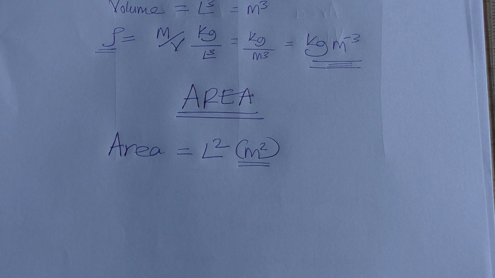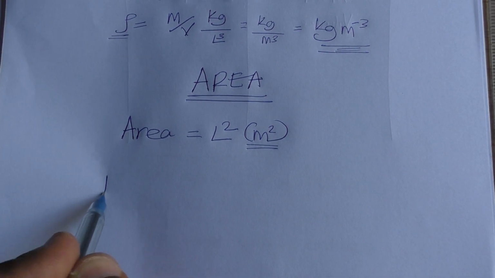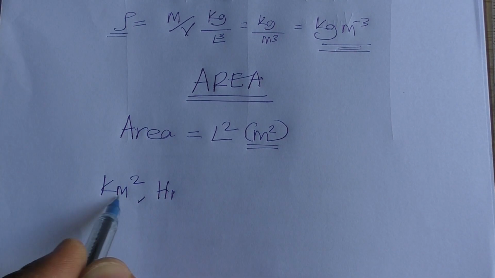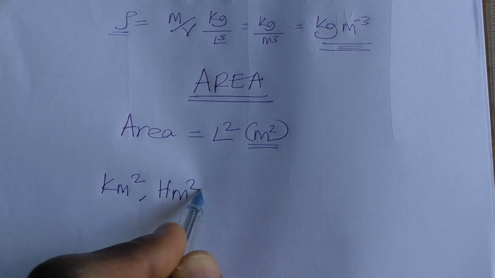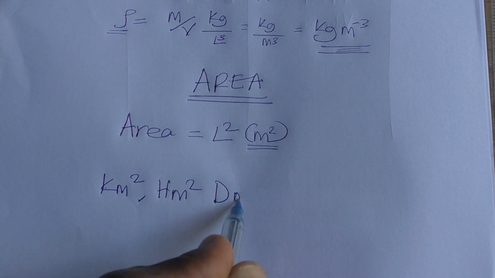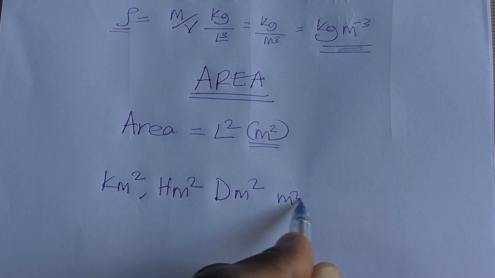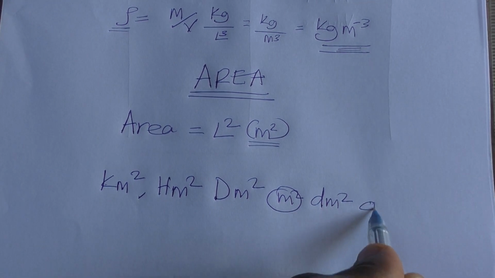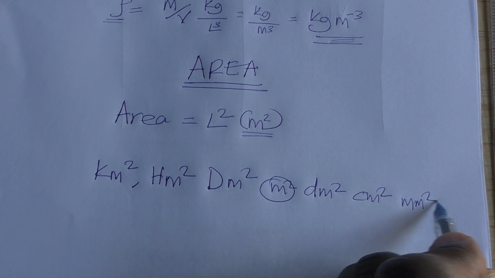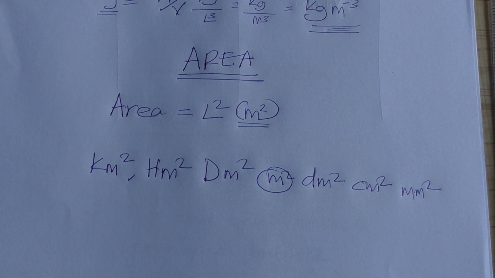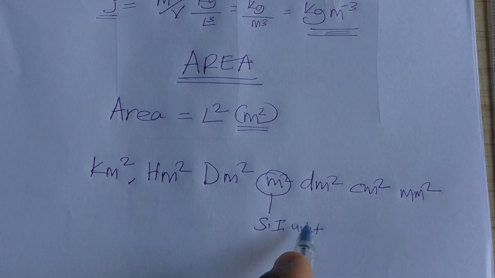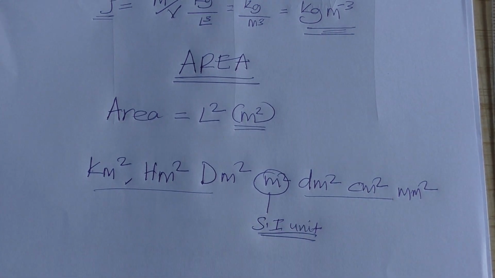However, area can be measured in many other units. For instance, we have kilometer squared, hectometer squared, decameter squared. We have the meter squared, which is the SI unit. We can have decimeter squared, centimeter squared, millimeter squared. Those are the other units. This is the SI unit, and these are the others.